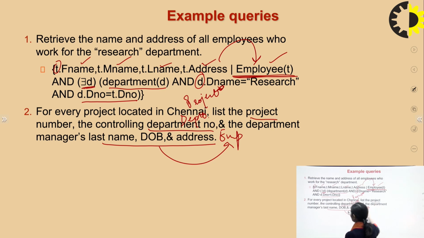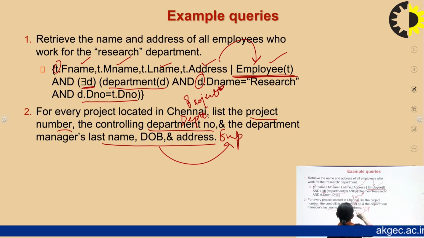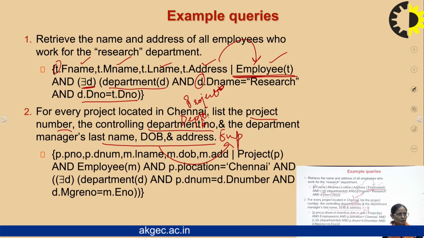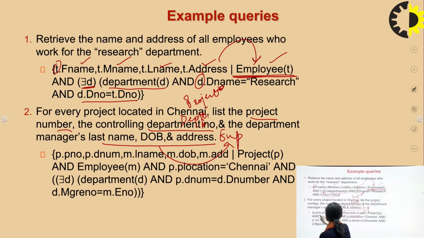I need these attributes: project number, controlling department, from the department relation. So how will it work? For the project, it is coming from the project relation. So here the project number and the department number are coming from the project relation, and these three fields are coming from the employee relation. So here this is the range. These two relations are working as a range for my query.